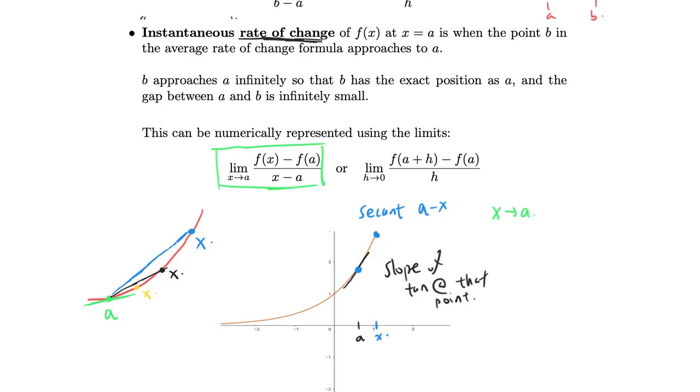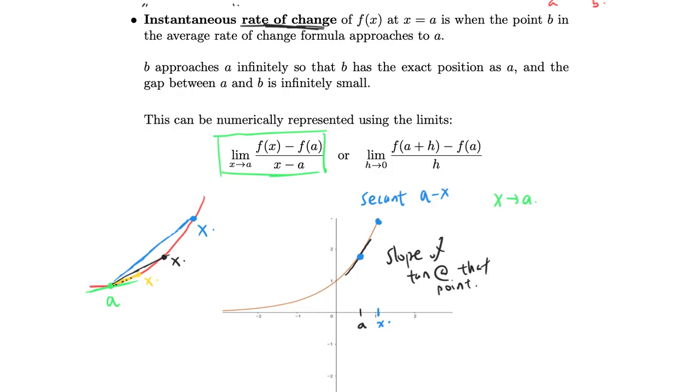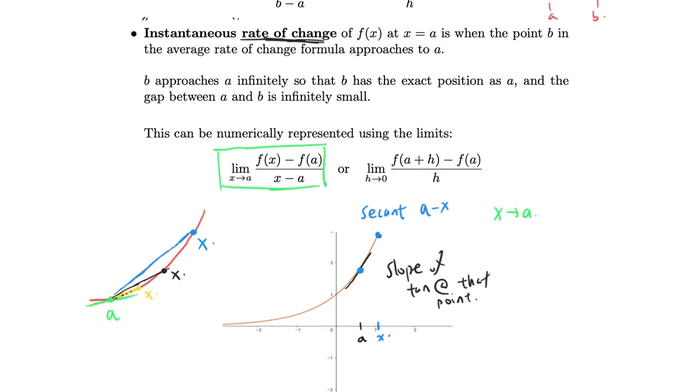So here, this x seems to be even better. And as we keep on taking the x closer and closer, we will be approaching this tangent. And that is the ultimate idea of taking this limit. And so this is how we define the instantaneous rate of change.